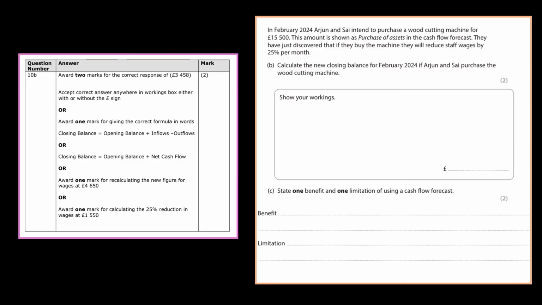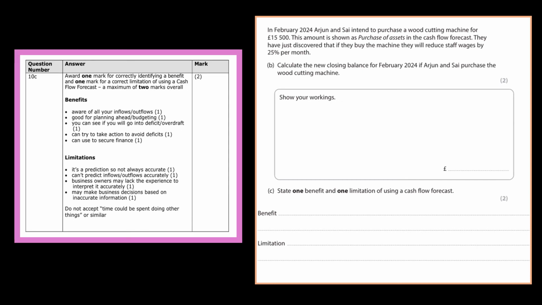And then it says award 1 mark for giving the correct formula, the closing balance as opening balance, or award 1 mark for recalculating the new figure for wages at 4,650, or award 1 mark for calculating the 25% reduction in the wages at 1,550. So basically what that means is you've got to come up with the correct answer and you've got to show how you arrived at that. That will get you the full 2 marks. Anything else where there's a contribution in terms of the correct answer, likely you're only going to get 1 mark.